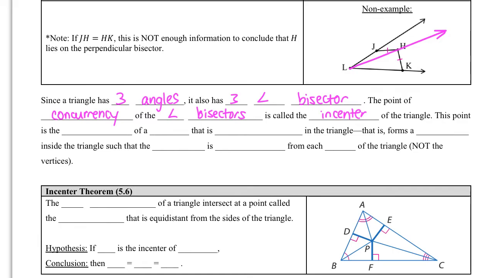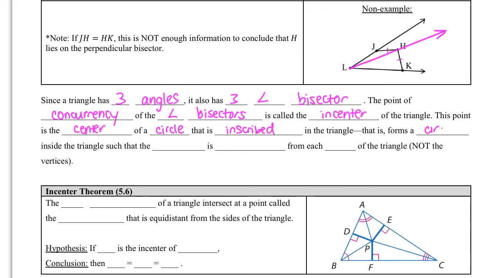So the circumcenter was the point of concurrency for the three perpendicular bisectors of a triangle, and it was the center of a circle that circumscribes the triangle. The incenter is the point of concurrency for the three angle bisectors of a triangle, and it is the center of a circle that's inscribed inside of the triangle. So this point is the center of a circle that is inscribed. So that means it's inside the triangle.